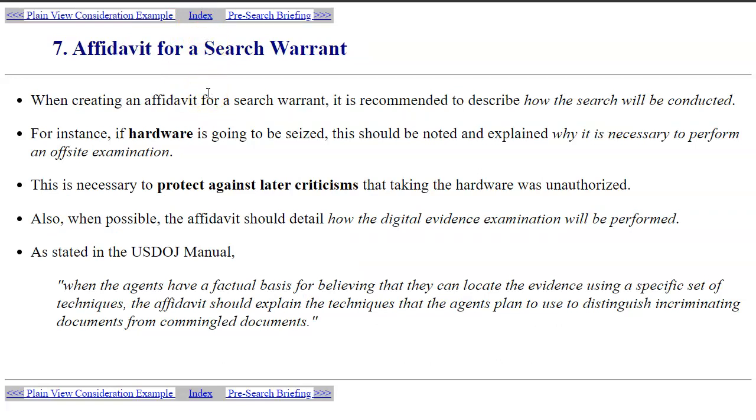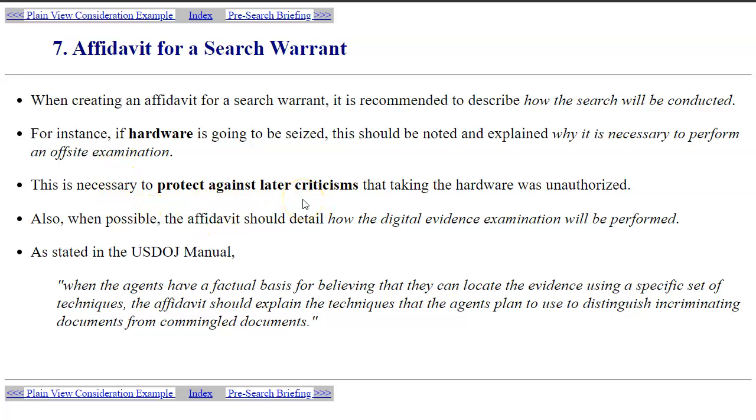So the affidavit for a search warrant is an incredibly important document, and it provides the path to obtaining a search warrant, and it definitely has to include the description of how the search will be conducted, and that includes the location and what exactly you're looking for. So if hardware is going to be seized, this should be noted and explain why it is necessary to perform an off-site examination. Okay, so basically the question that you need to answer convincingly: why is it you need to collect something and take it to your lab for examination.